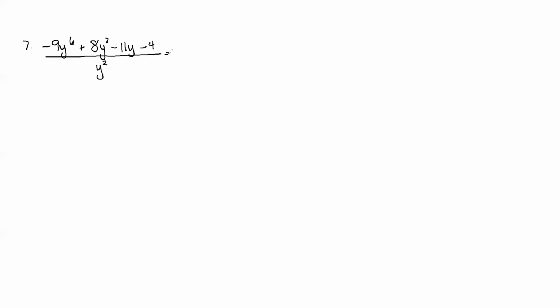So let's split this up. We have negative 9y to the 6th over y squared plus 8y to the 7th over y squared minus 11y over y squared minus 4 over y squared. Okay, so first term here, we have a negative 9 on top, no number on the bottom to divide it with, so we're going to keep that negative 9. And then we can cancel out 2 y's, and we're left with y to the 4th.